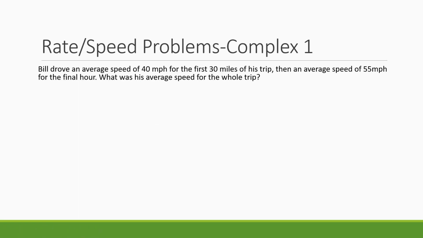So, that'll do it for the easy questions. Now let's look at some of the harder things that they might ask you to do. Bill drove an average speed of 40 miles per hour for the first 30 miles of his trip. Then an average speed of 55 miles per hour for the final hour. What was his average speed for the whole trip?